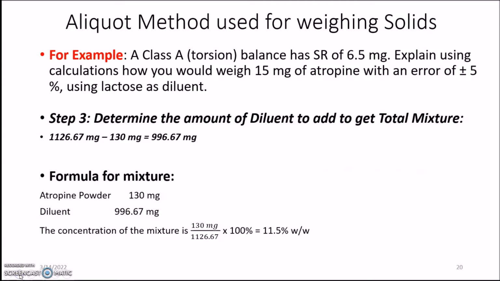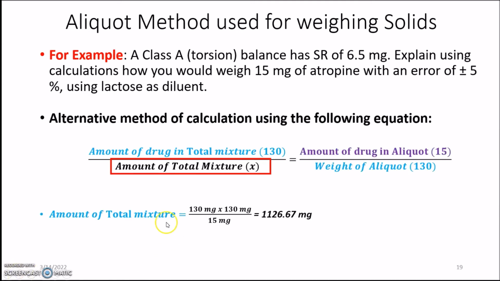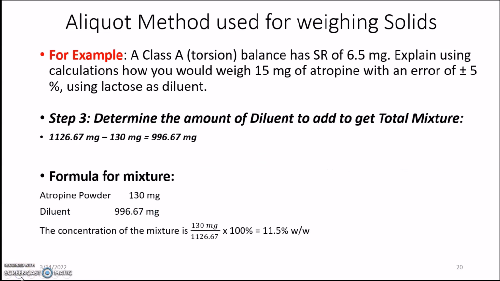So again, because we had determined the total amount of mixture, meaning this total amount of mixture is going to contain diluent, and it's also going to contain the amount of drug that you're actually going to weigh, which is 130. You now are going to have to determine the total amount of diluent. Just as how we did it the last time, subtract 130 from the total mixture to get the amount of diluent. So what does this mean, Miss Bryce?